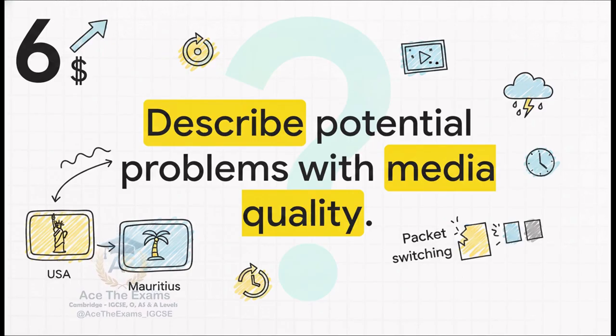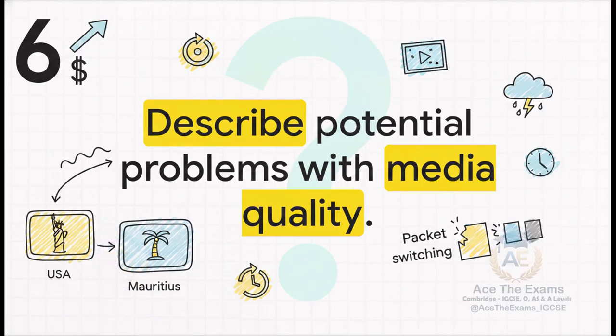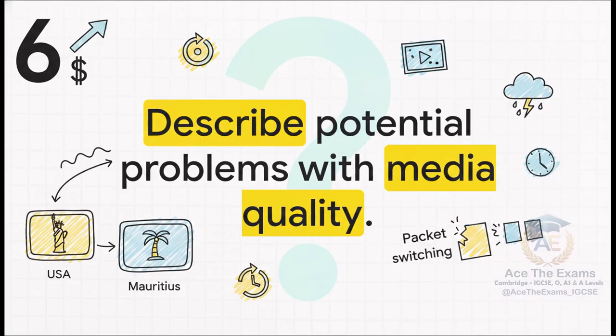The context provided is delegates in the USA and Mauritius, and the specific method being used is packet switching. Notice the command word here. It's describe. It does not say list, it doesn't say state, it wants you to describe. This is exactly where the story breaks, and you need to investigate the why and the how. Let's look at how our two students, Alex and Sam, handle this pressure.